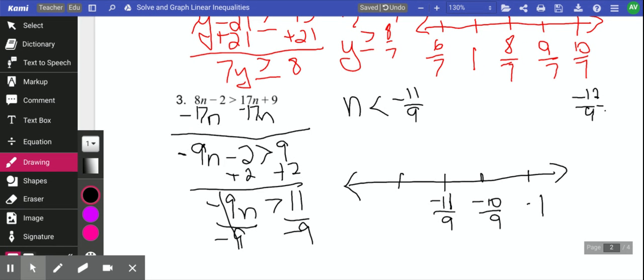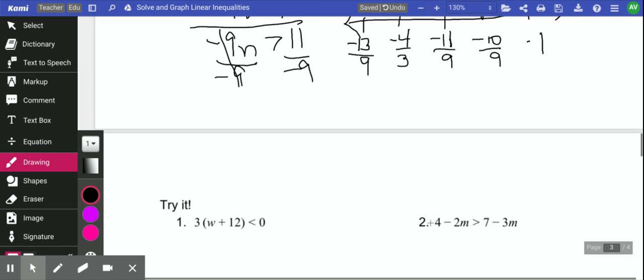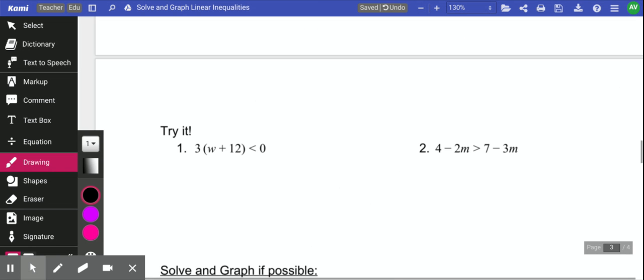So simplifying this, we'll have negative 4/3. Okay, so this is negative 4/3. And then over here, we would just have negative 13/9. Okay, now I can put my open circle over negative 11/9, and it goes to the left because it says less than. All right, and here are your try it problems.